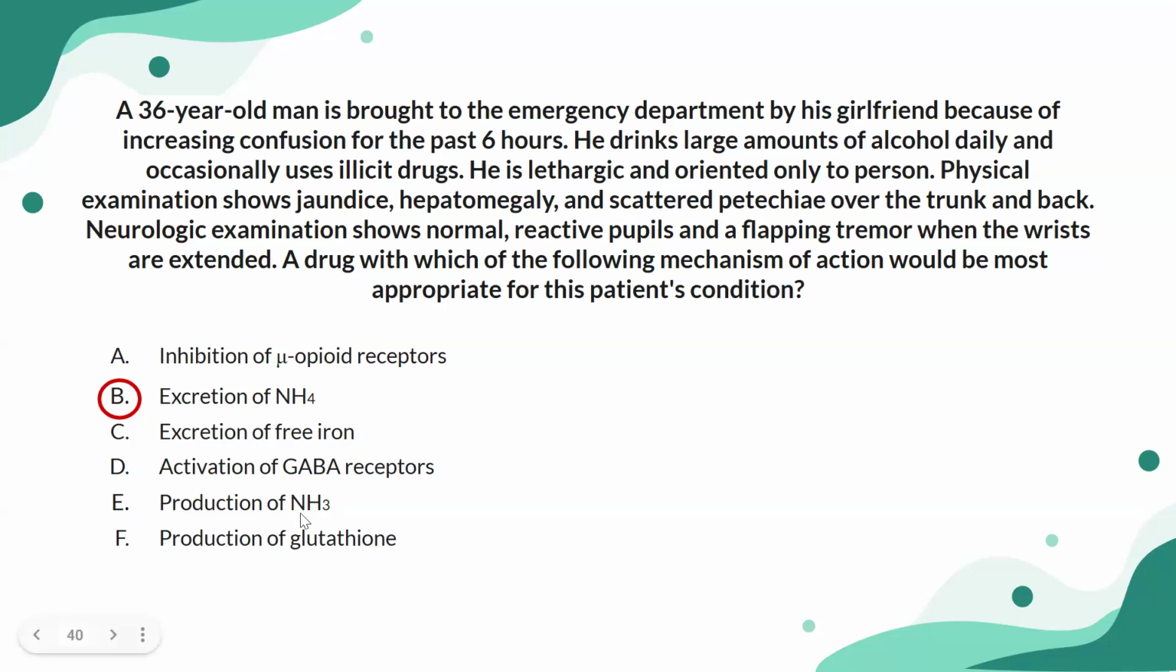Excretion of free iron, production of ammonia, this is the cause of the encephalopathy, right? Why would we want that? Production of glutathione, inhibition of the mu receptors, no. None of these are important. The only thing we want to do is excrete ammonium ions.